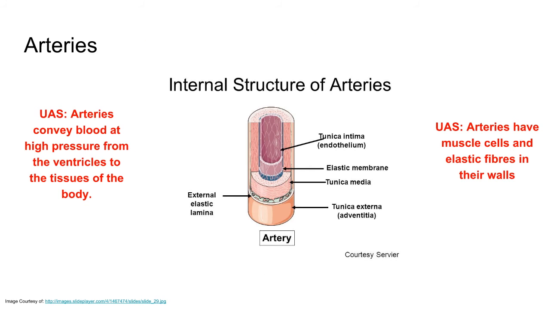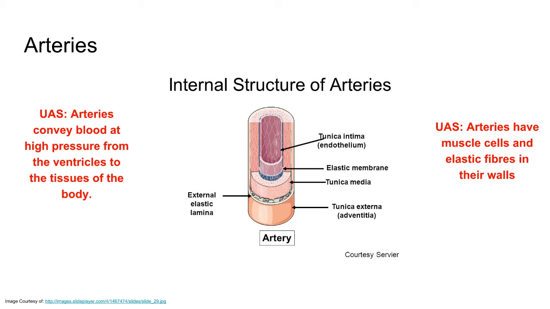So first off, we do have arteries. First understanding is that arteries convey blood at high pressure from the ventricles to the tissues of the body, the ventricles being located in the heart. And arteries transport blood from the heart that is on its way to the capillaries. The second understanding would be that arteries have muscle cells and elastic fibers in their wall.